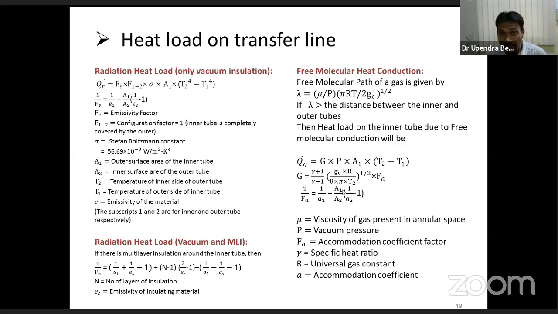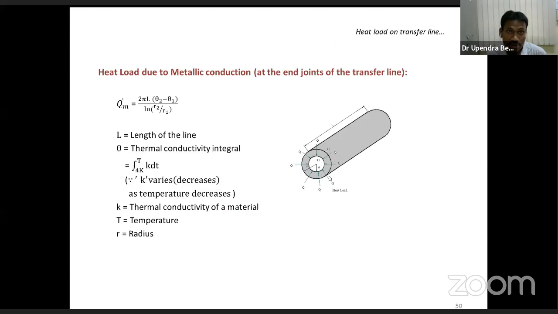So from this equation, one can find out the free molecular heat conduction, and then the heat load at the ends, where the metallic conduction takes place at the joints, where there is no vacuum. So where it is a planar joint or at the ends, the metallic conduction is given by Q m dot, that is the metallic conduction heat transfer rate, equal to 2 pi L into (theta 2 minus theta 1) by ln(R2 by R1), where theta is the thermal conductivity integral, that is the integral of K dT, for the liquid helium application, and T is the temperature, the outside temperature.